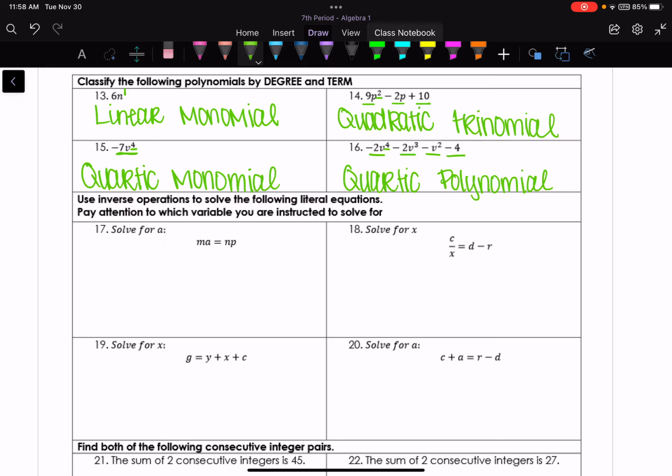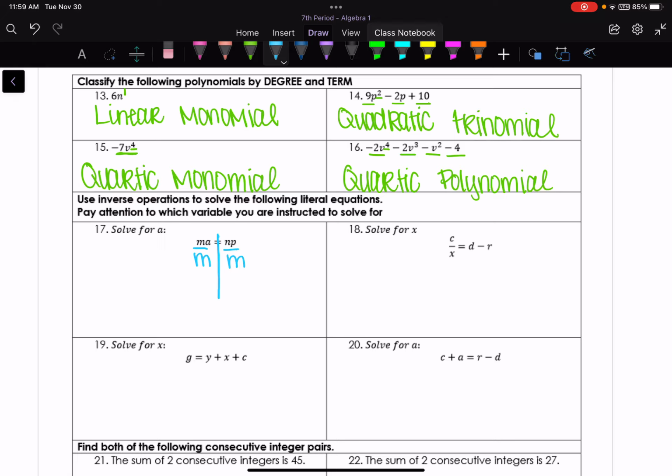All right, the next one that we have, it is telling us to solve for A. So with literal equations, we are going to solve for A here. So we've got to isolate the A. We're going to draw our line straight down the equal sign. And then we are going to get A by itself by dividing by M on both sides.